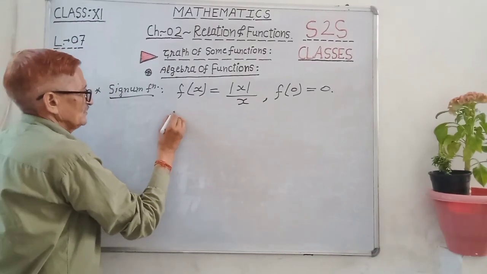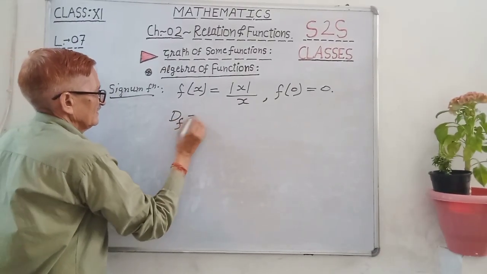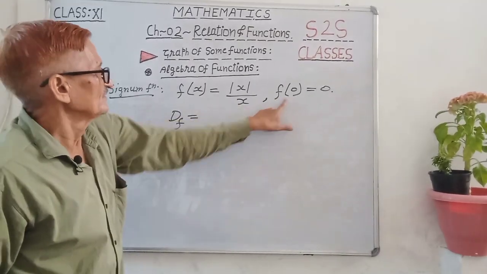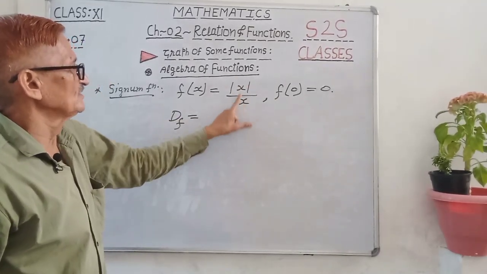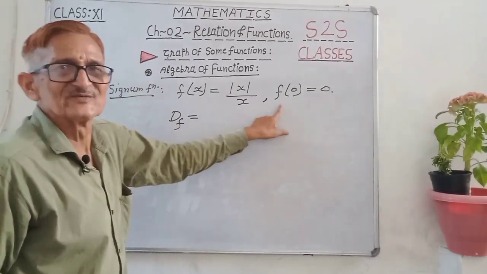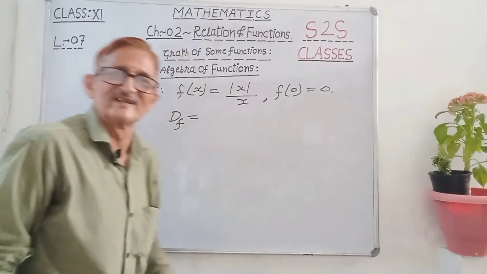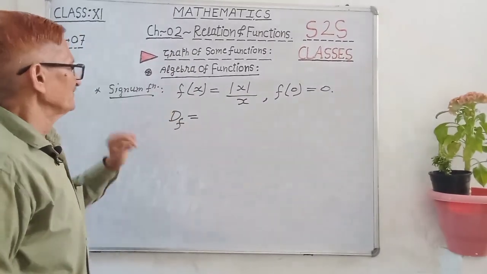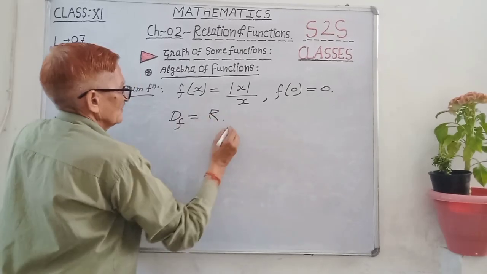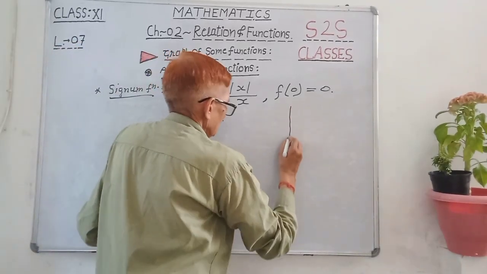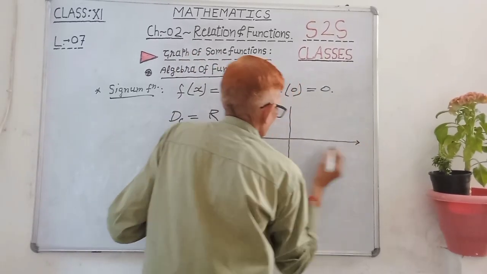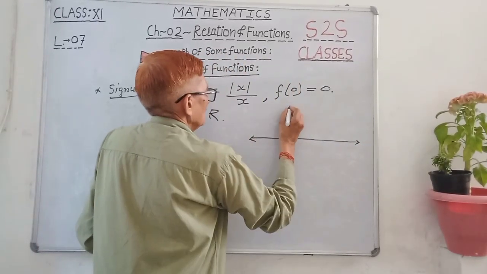Now, the domain of this function. If x is 0, then this value is 0 upon 0, which is not defined. But here, in the given definition of the signum function, it is given that f(0) is equal to 0. So 0 is also included, so the domain is all real numbers. Okay, and then you see the graph.